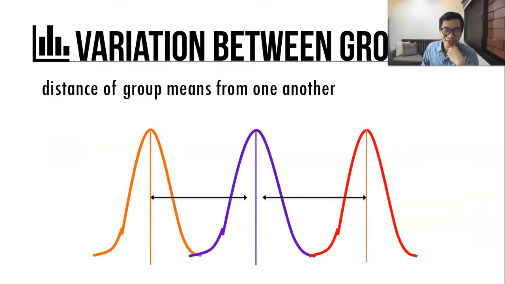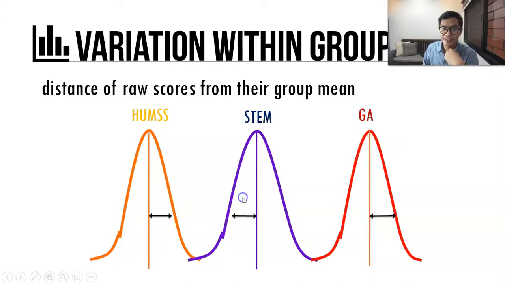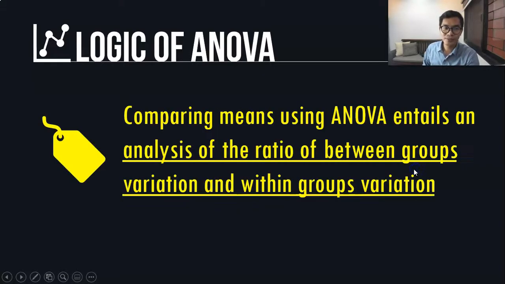So here, distance of group means from one another represents now you have population of humes, stem, and then the GA. So this is the mean score. So this is what we talk about variation between groups. And when we talk about variation within groups, having within the same population, this is the distance of raw scores from their group mean. So that's what we refer to as the variation within groups.